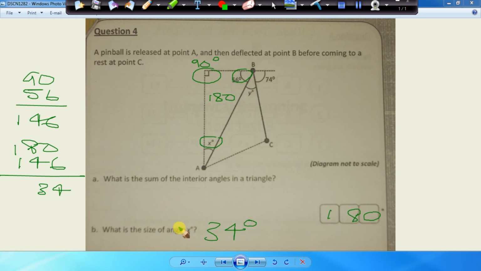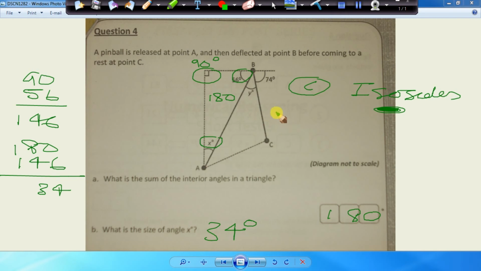I'll read to you part C. If lines AC and BC are of equal length, if this length here and this length are equal, what type of triangle would this be? If you have two equal lines, then it must be an isosceles. So part C, the answer will be I, isosceles, and we'll color that one in.